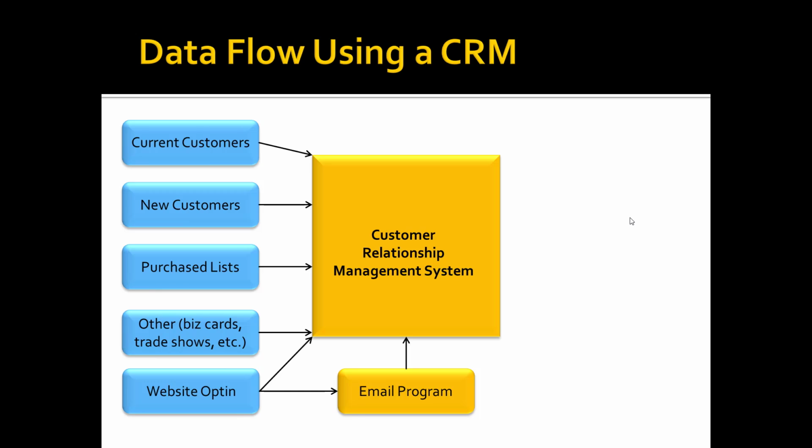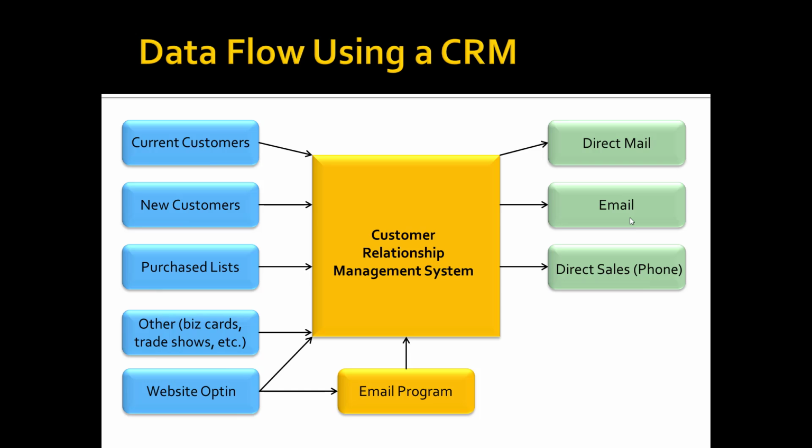Now, once you have all of this information in your system, you can do all kinds of things with it. There's your direct mail campaigns, email campaigns, direct sales, phone numbers. These are where you dial the number, you talk to somebody, and you make notes to keep in the database, in the CRM. And then the next time you're on the phone, you know what the conversation was and where everything is.